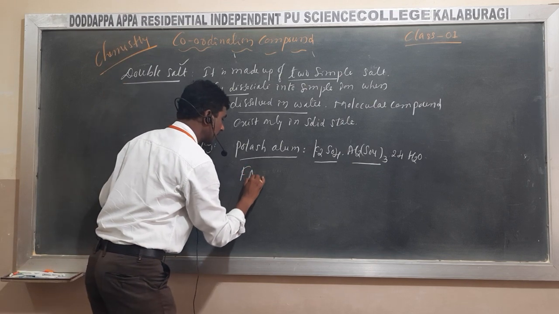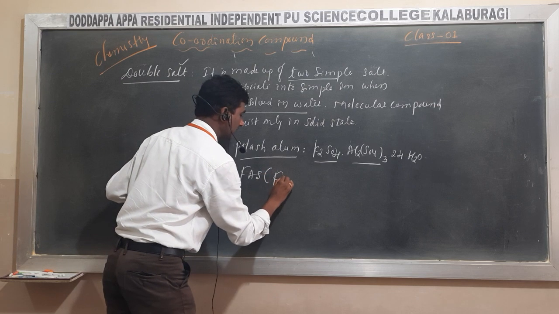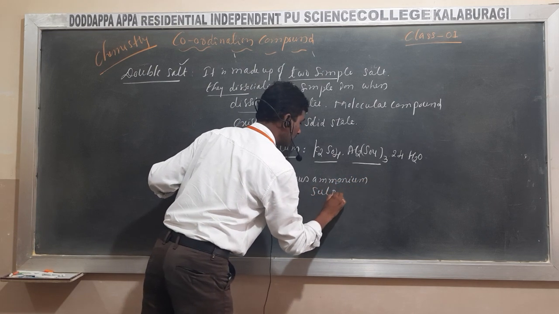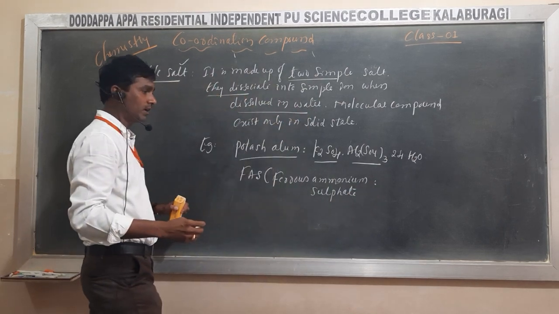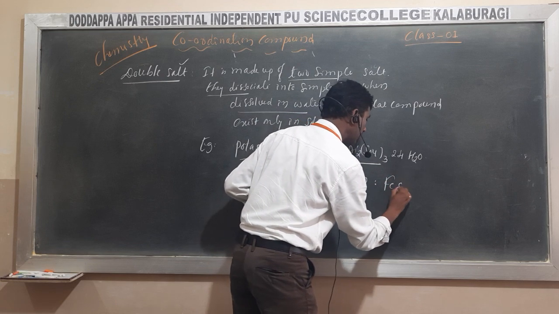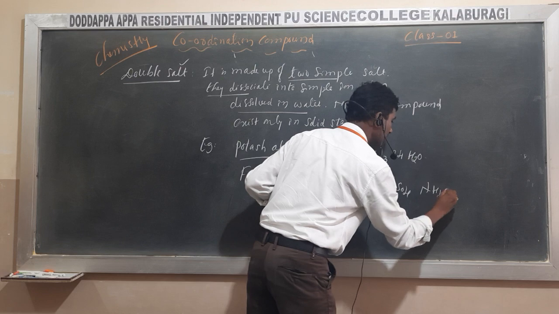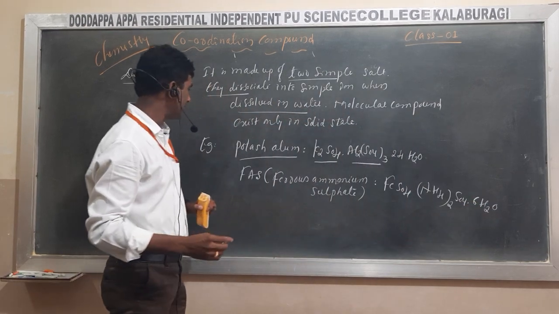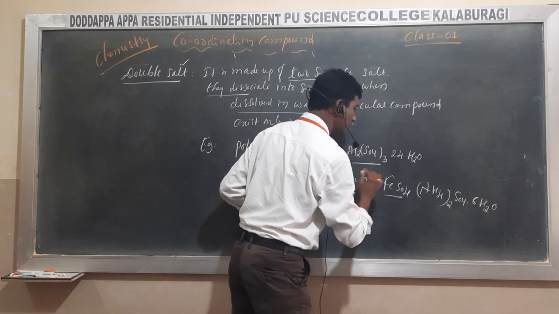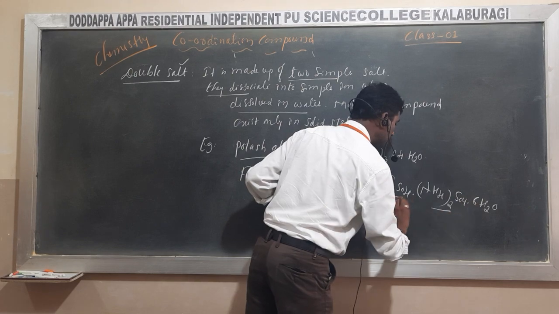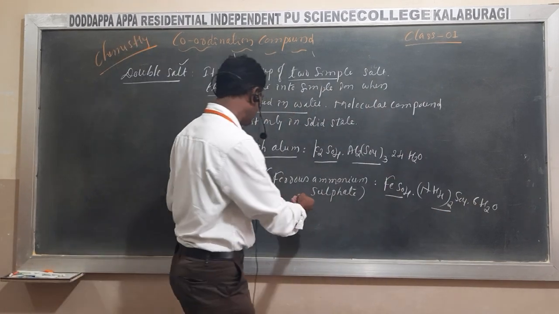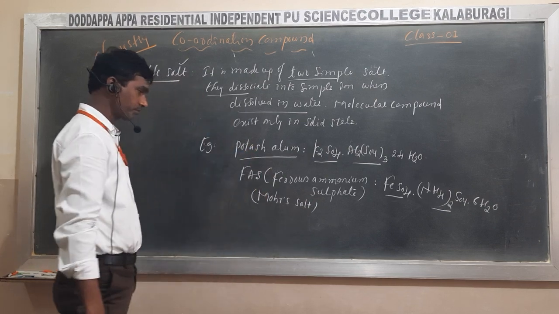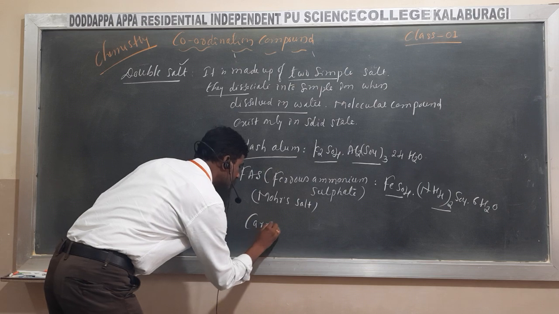The second example, shortly we can say FAS. What is this FAS? It is ferrous ammonium sulfate. The formula is FeSO4, (NH4)2SO4, 6H2O. This is the second example of a double salt. It is made up of two simple salts: FeSO4 is one simple salt, (NH4)2SO4 is one simple salt. Simple salt plus simple salt is equal to double salt. This FAS is also called Mohr's salt. And the third example is carnallite.